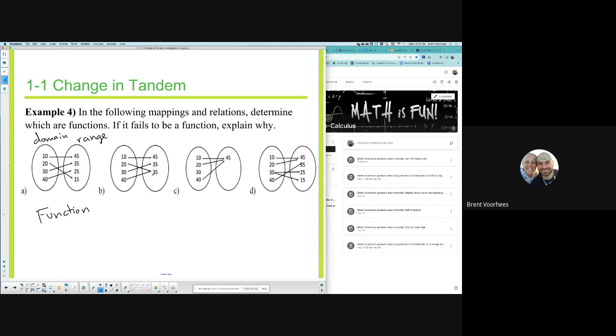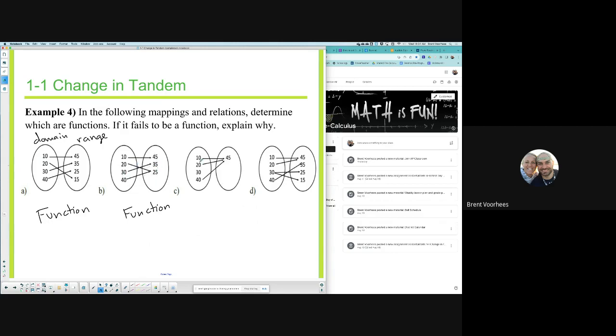Moving on to part B here. Does each domain have one and only one member of the range? Yes. This is also a function. Good, y'all. We're not tricked this time. Would its inverse be a function? No. Inverse means going backwards. No, that would fail that way.